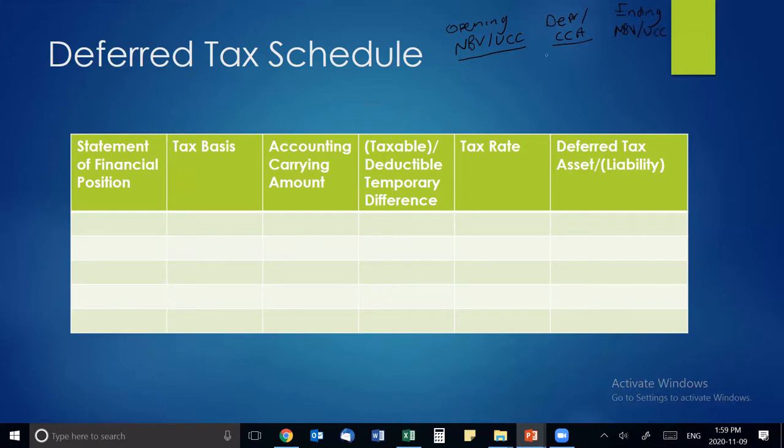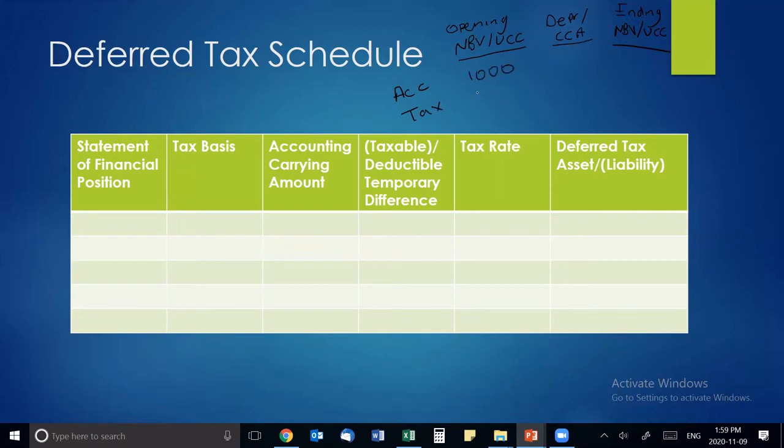So UCC and net book value are the same thing, just tax terminology uses undepreciated capital cost, and accounting uses net book value. Okay, so it's basically the ending amount of your asset after depreciation and CCA has been taken out. So then we have accounting purposes and we have tax. For our opening net book value and UCC, we bought the asset for $1,000.